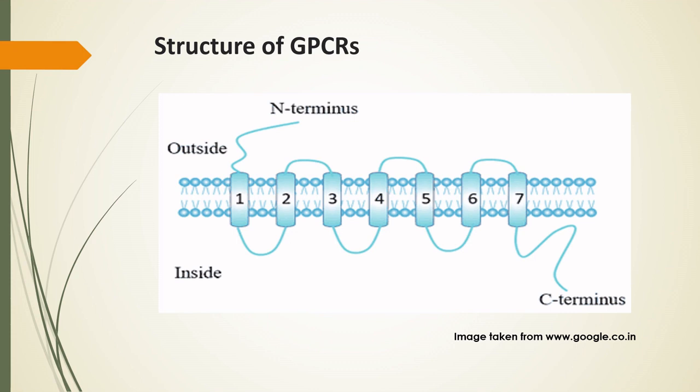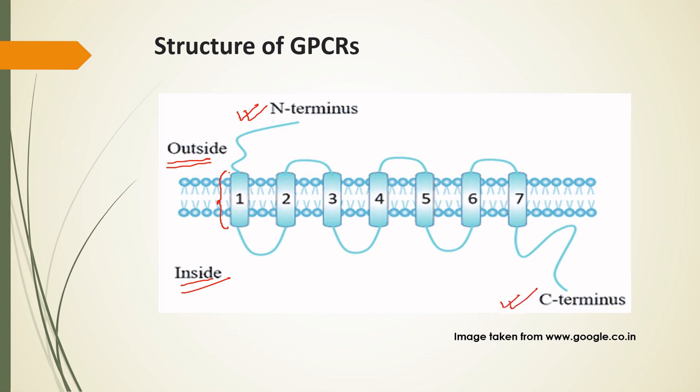Now let us have a look at the structure of the G protein coupled receptor. As we have just studied, it is a 7 transmembrane receptor, right? So 1, 2, 3, 4, 5, 6 and 7. Why transmembrane? Because it is crossing the entire plasma membrane. A portion of the receptor is located outside the cell. Another portion is located inside the cell. The outside of the cell has the N terminus, and the inside of the cell has the C terminus.